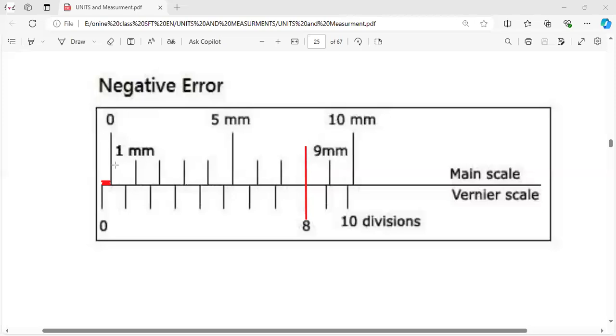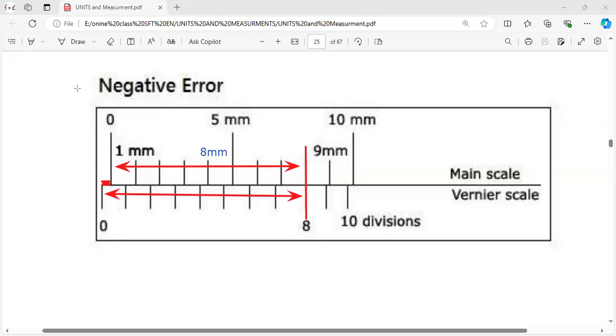If I consider the main scale, what is the distance from this 0 to this 8 millimeter point? So there are 1, 2, 3, 4, 5, 6, 7, 8, right? Which means this distance I denoted by the red arrowhead is 8 millimeters. And can you find out the distance from the vernier 0 to this 8th division? What may be the distance?